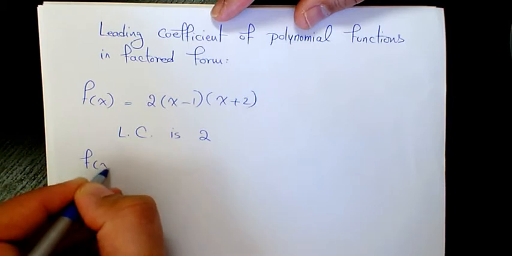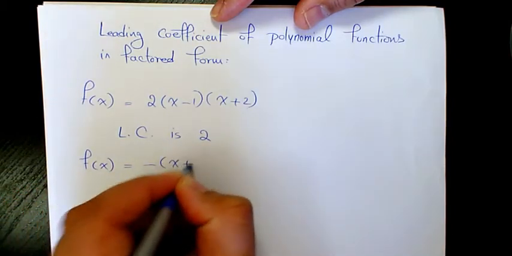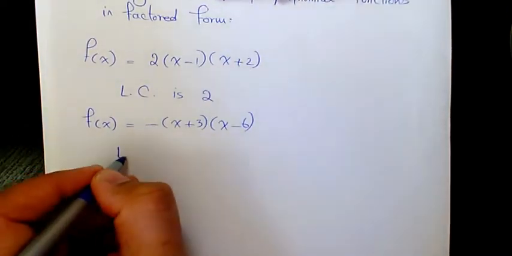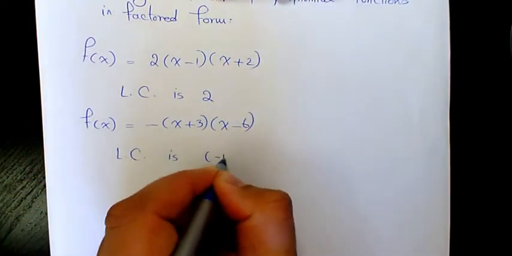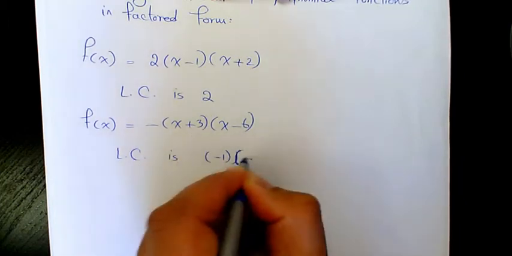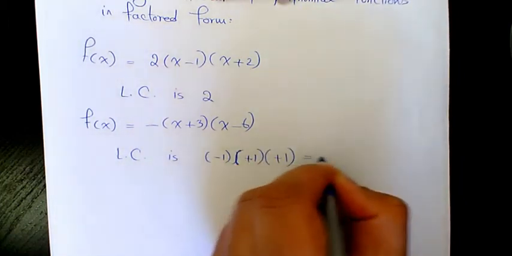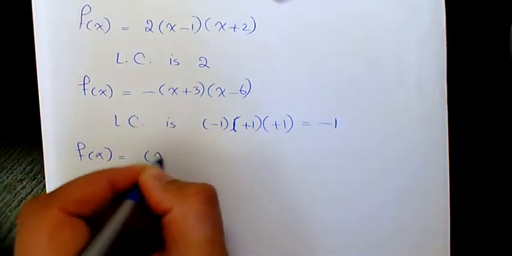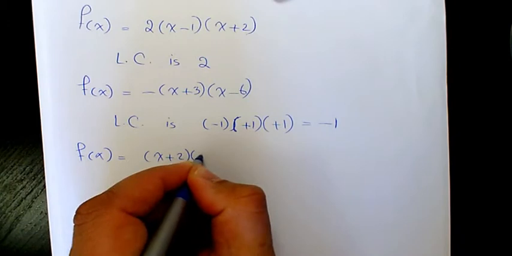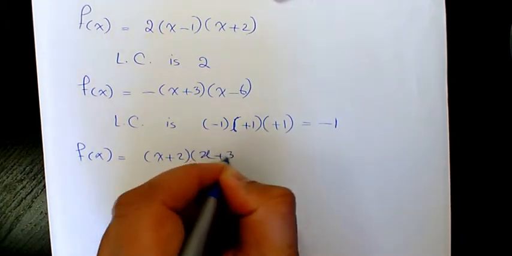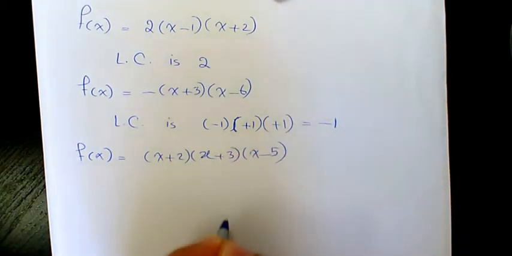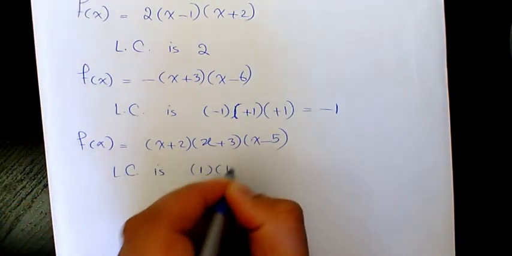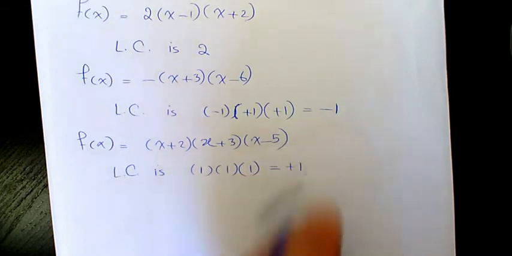Next one, f(x) = -(x + 3)(x - 6). So the leading coefficient in here is negative 1 times positive 1 times positive 1, which is going to be negative 1. Next one is (x + 2)(x + 3)(x - 5). So the leading coefficient is 1 times 1 times 1, which is going to be positive 1.